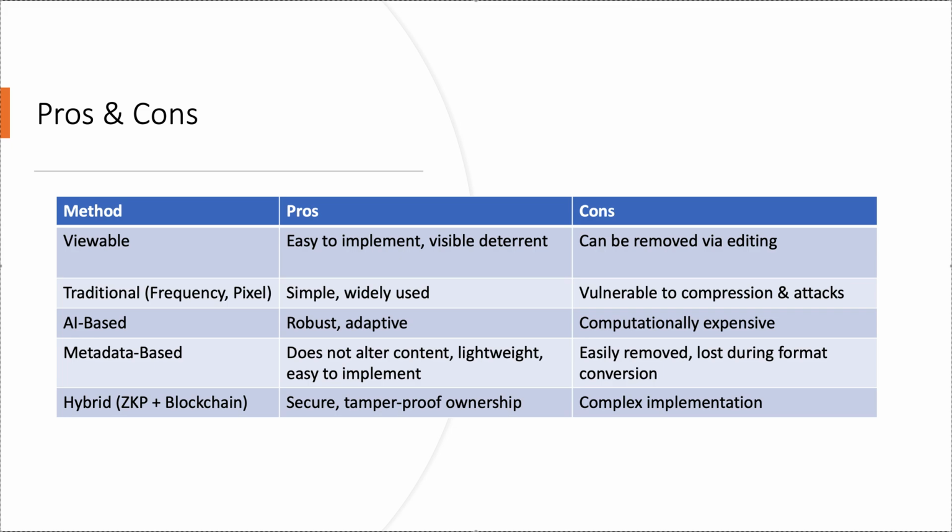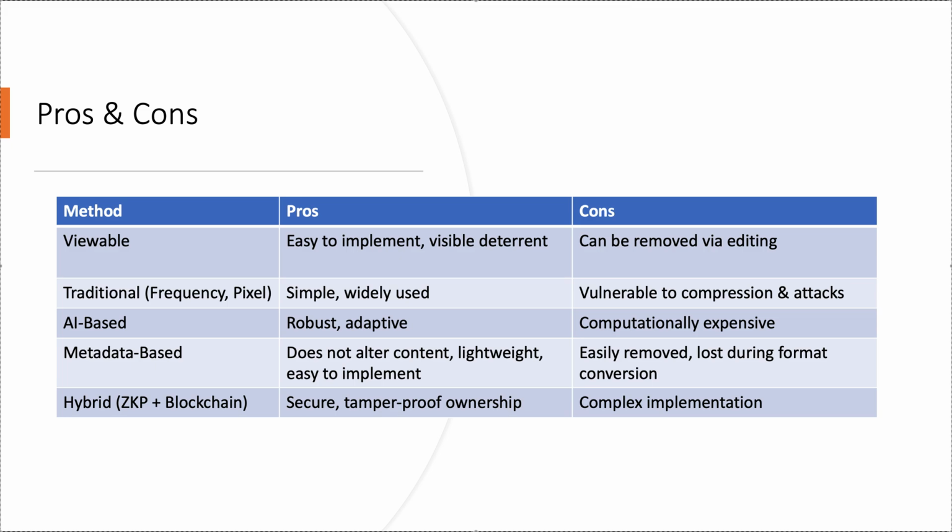Finally, hybrid approaches combining zero-knowledge proofs and blockchain offer the ultimate in security. You get tamper-proof ownership records that are cryptographically secure and distributed across a blockchain. No single entity can alter the record, and you can prove ownership without revealing sensitive details about the watermark itself. This is ideal for high-value digital assets. Think rare digital art, official government documents, or sensitive intellectual property.